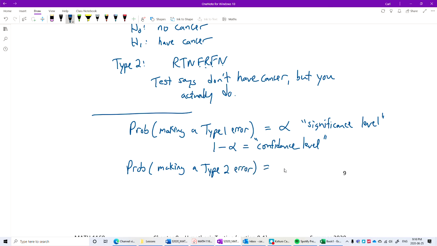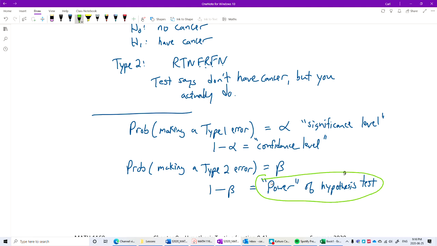Well, that's called beta. And it doesn't have a nice name like that, but 1 minus beta is called the power of a hypothesis test. And we're not going to study the power in this course, but it is something that comes up when you're actually using hypothesis tests in the real world, but we can't do everything.